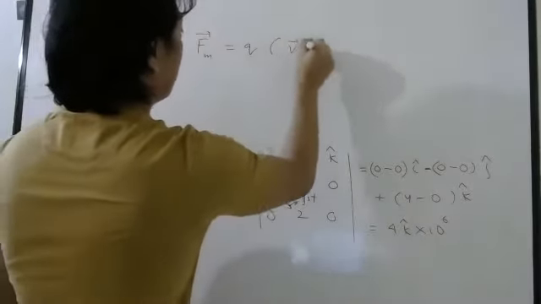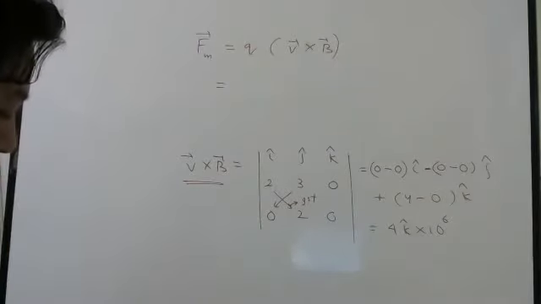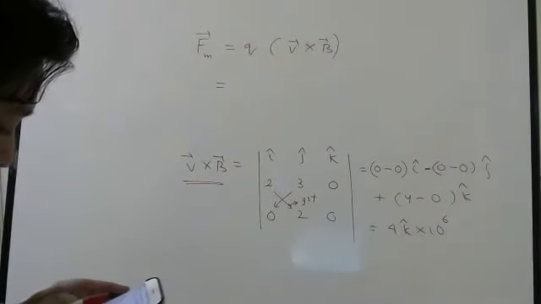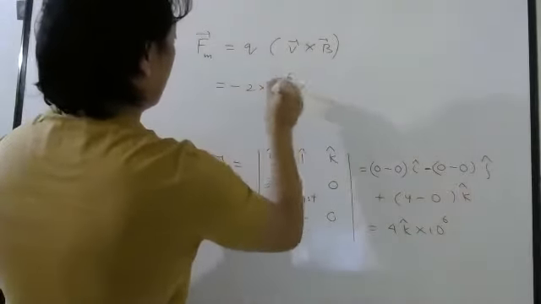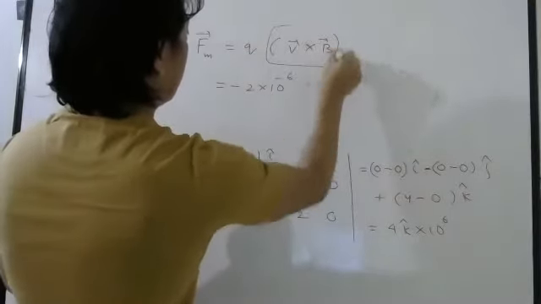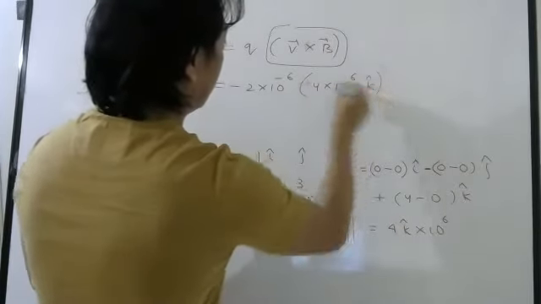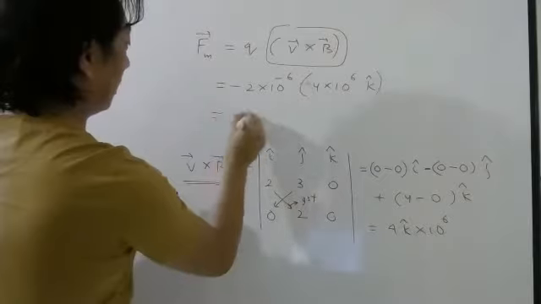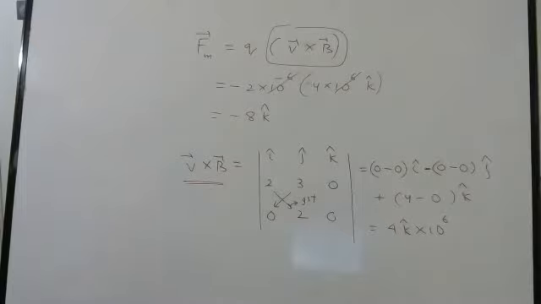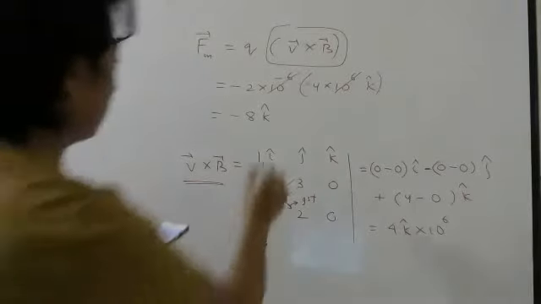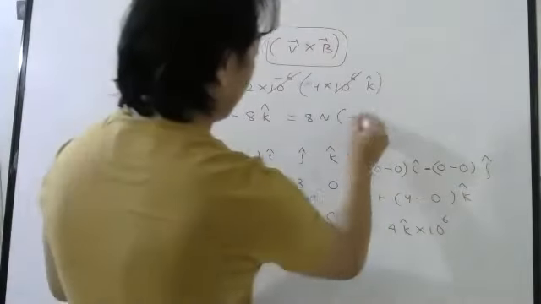Q V bar cross V bar, right? So Q was given, charge was given, minus 2 microcoulomb, minus 2 microcoulomb into, how much this came? This came 4 into 10 power 6 k cap, right? This part. So minus 8 k cap. 10 power minus 6, 10 power plus 6 will cancel. So answer is minus 8 k cap. So that means answer is 8 Newton along, since it is minus sign, it will be negative z axis.